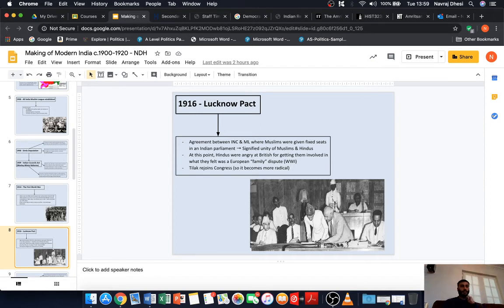So Tilak rejoins Congress, and he's one of the radical nationalists, the extremist nationalists. He rejoins Congress so that it can take a more radical turn in the future, rather than a more inclusive approach. They become more alienating of other religious communities and their interests. So the Lucknow Pact was a short-term sign of amity, a short-term sign of agreement between the Muslim League and the Indian National Congress.